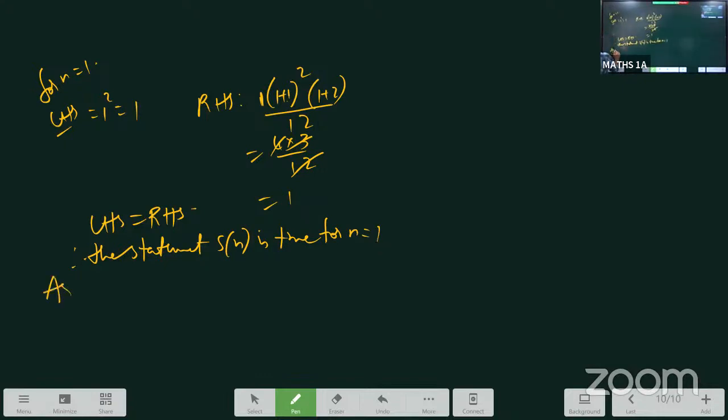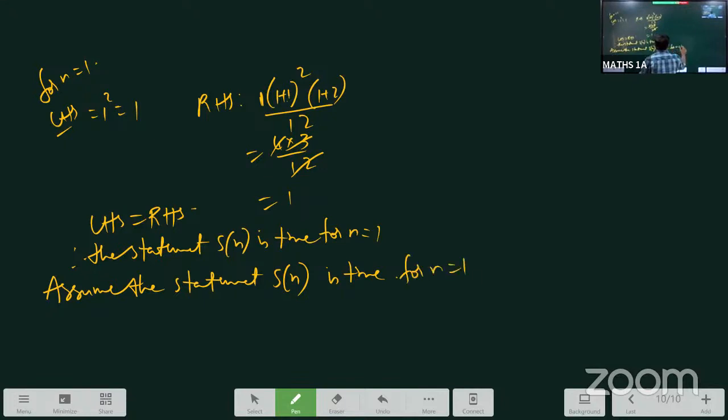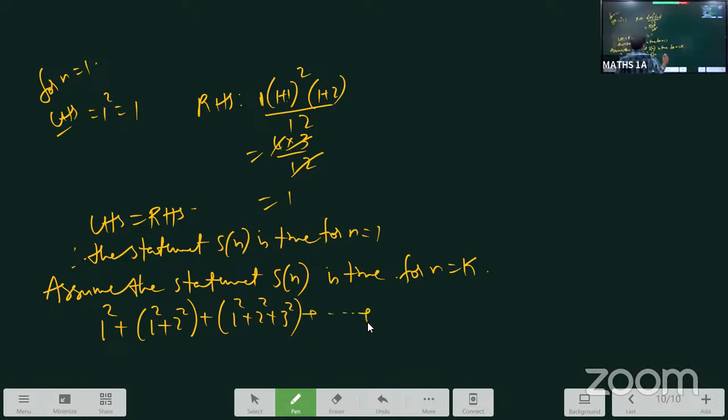Now, assume the statement S of n is true. Assume the statement S of n is true for n equal to k. Now, n equal to k, you have to put n as k. That is 1 square plus 2 square plus 3 square, plus so on plus, instead of n, you put k, k into k plus 1, 2k plus 1 by 6.